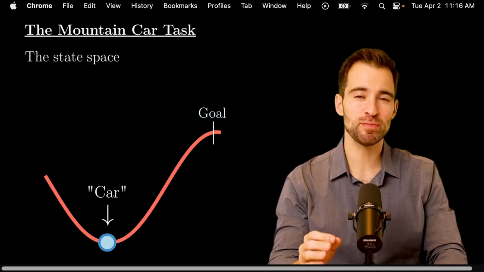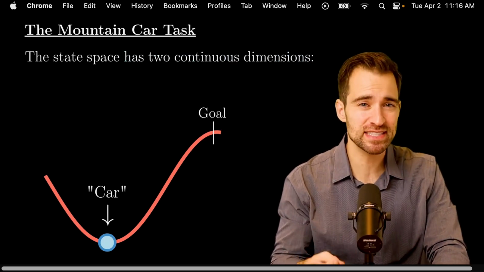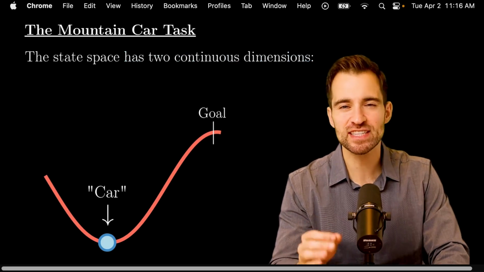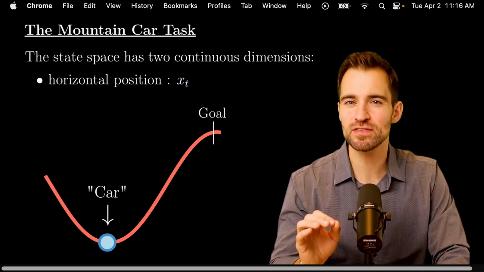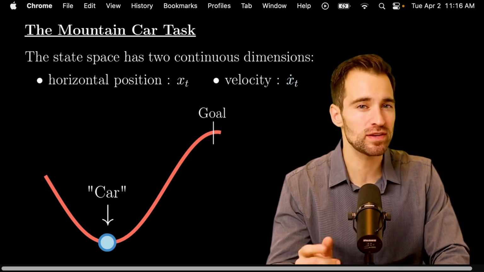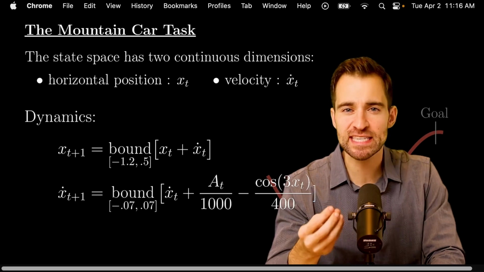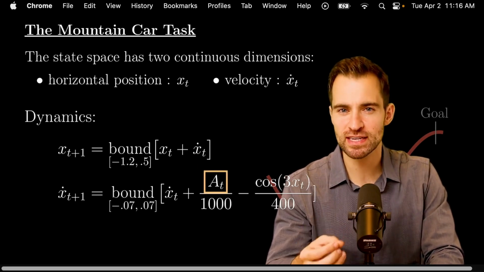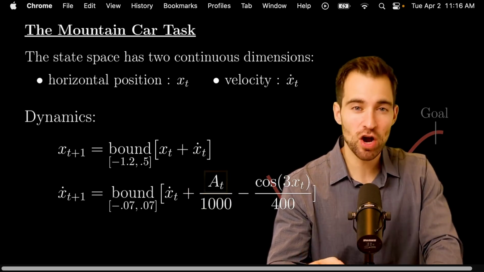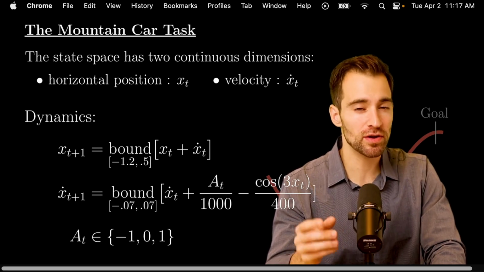Now the state space is made up of 2 continuous dimensions, and it's this continuousness that makes the state space large. The first dimension is the horizontal position, which we'll write as xt. The second is the velocity, which we'll write as xt with a dot above it. And the system evolves according to these equations, which are just a simplified physics in this valley. Note, our actions contribute to the velocity. The actions we can take are -1, 0, and 1, which correspond to throttling backwards, not at all, and forwards.